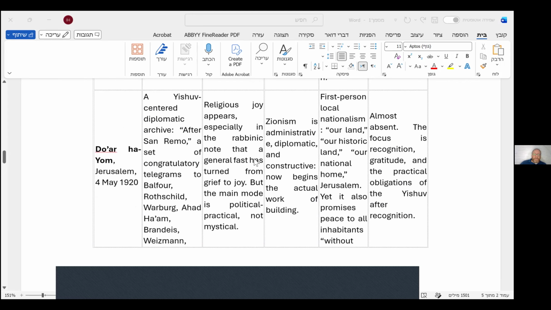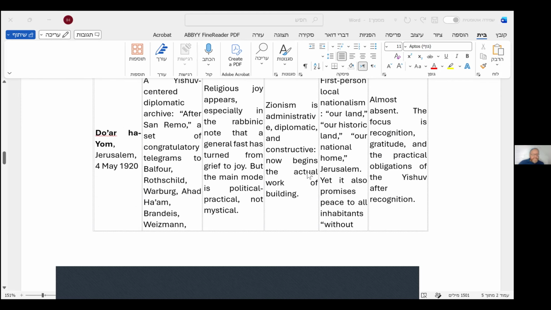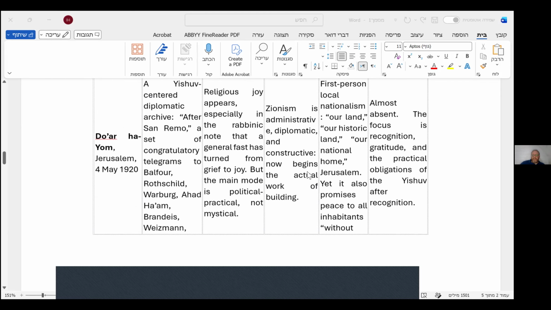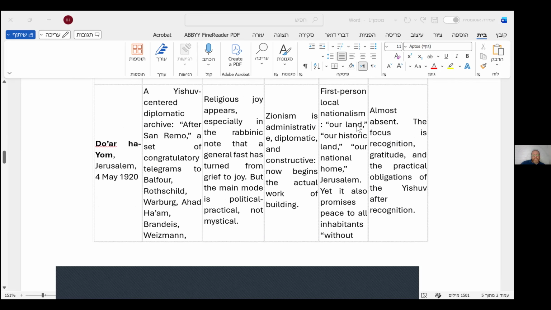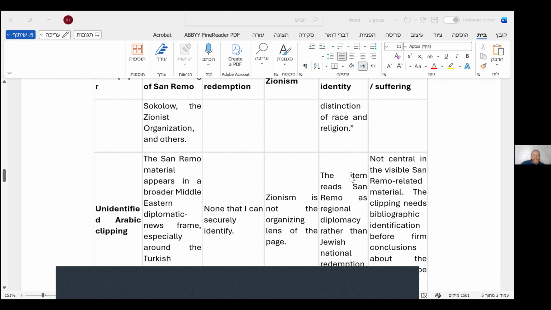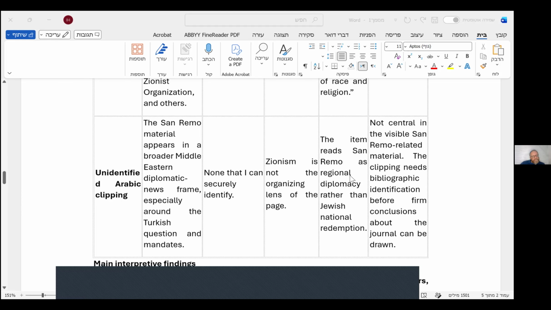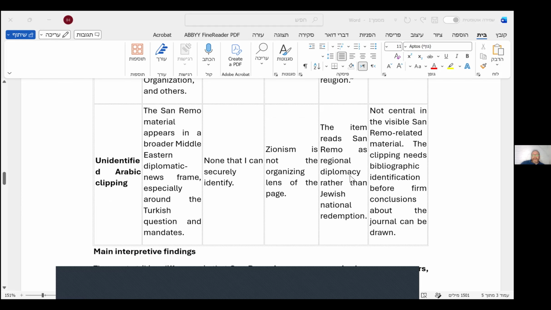As you mentioned, Doar Hayom, I think it's quite the same piece that you mentioned, Yotam. What I liked here is that the chat identified the first person local nationalism, our land, our historic land, our national home. Everything is in first person plural.